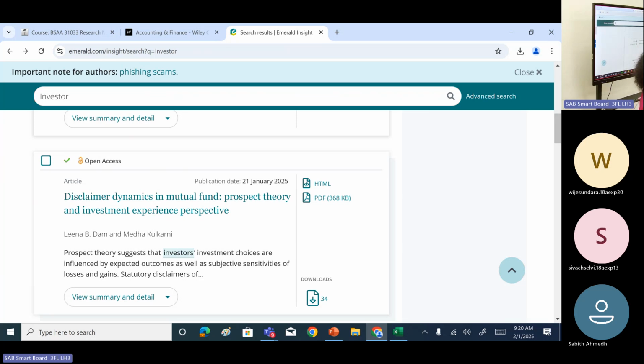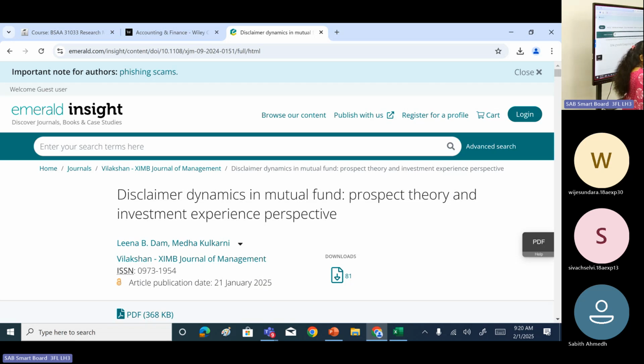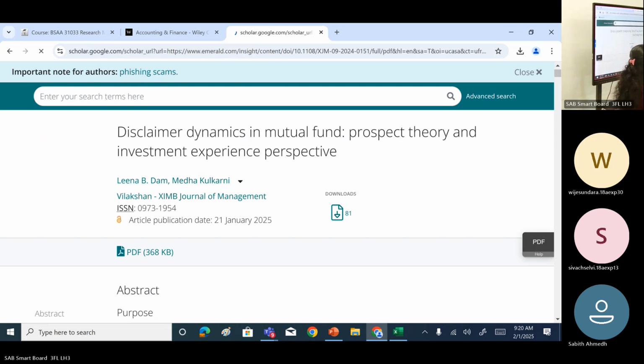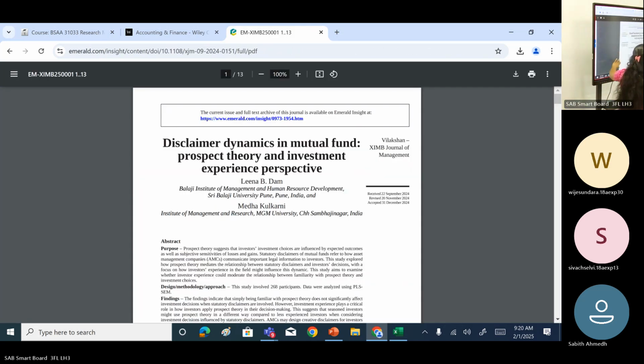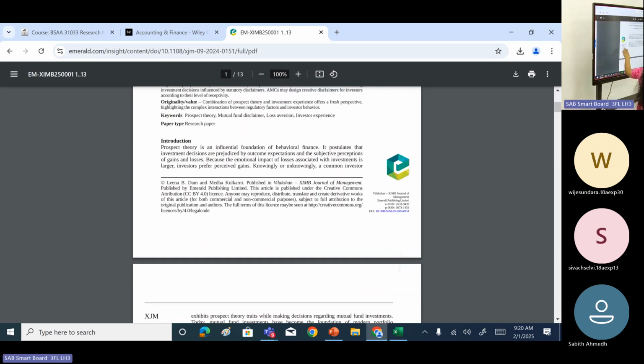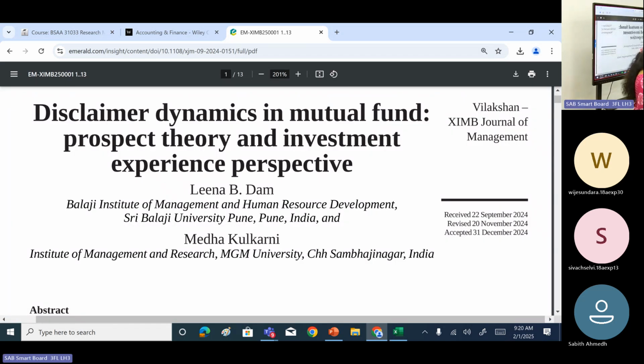This is the open access journals icon. You click on here, and then the PDF is available. Now you can have some idea. This is the research topic. New topics, quality papers. This is the one thing.